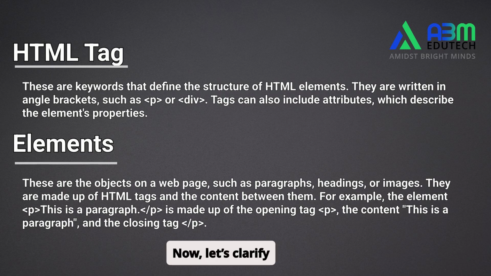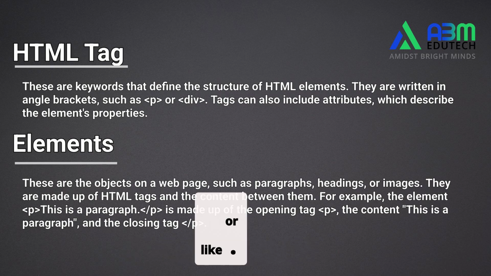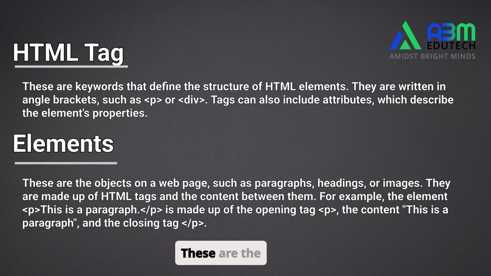Now, let's clarify the difference between HTML tags and HTML elements. Tags are just the names of the HTML components, like P or H1. These are the keywords that delineate the structure of HTML. Elements, however, include both the opening and closing tags, plus any content in between. These are the objects on a web page, such as paragraphs, headings, or images. They are made up of HTML tags and the content between them.